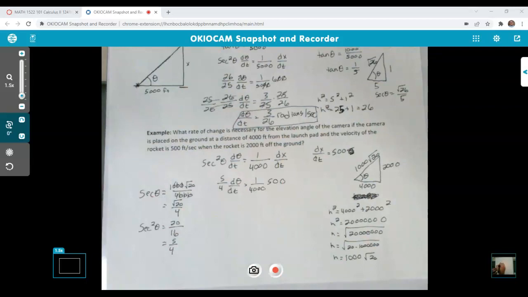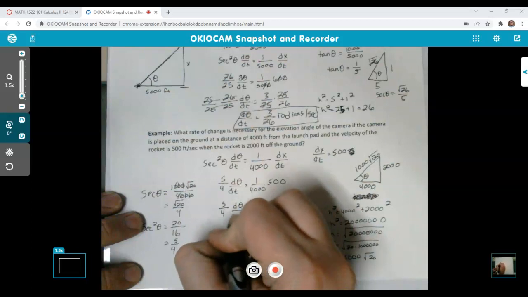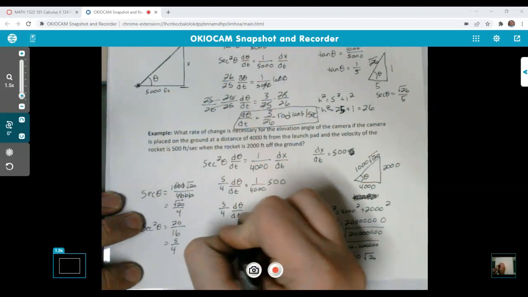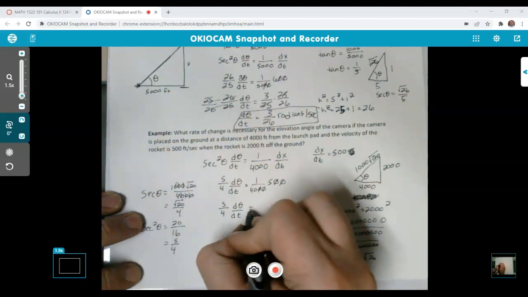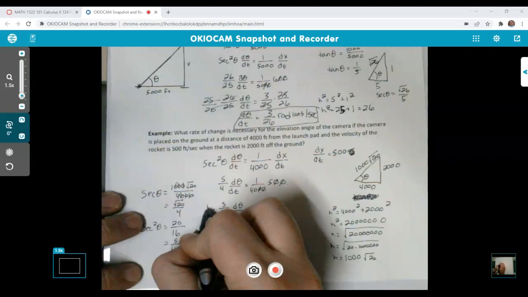Excuse me. So now solve this for d theta dt. Let's reduce this fraction over here. 500 over 4,000 gives us 1 over 8. So when we multiply by 4 over 5 to cancel it out, 4 over 8 cancel out to give me 1 over 2. So I have 1 over 2 times 5, which is 10 radians per second.